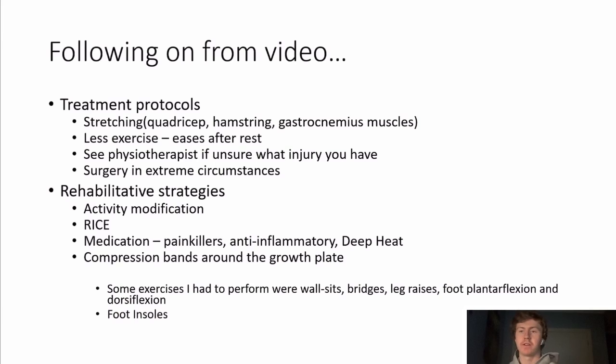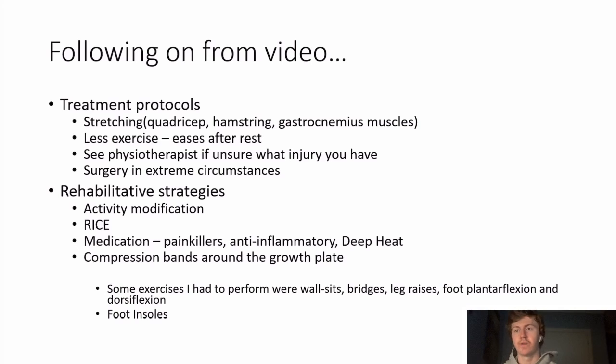See a physiotherapist if you're unsure what injury you actually have. So it might not be Osgood-Schlatter's, it could be shin splints, could be something to do with the ankle. Surgery in extreme circumstances, so hopefully no one has to go through surgery. Rehabilitative strategies such as activity modification, so doing fewer activities and more rest, like I said, to ease the pain and to speed the recovery.